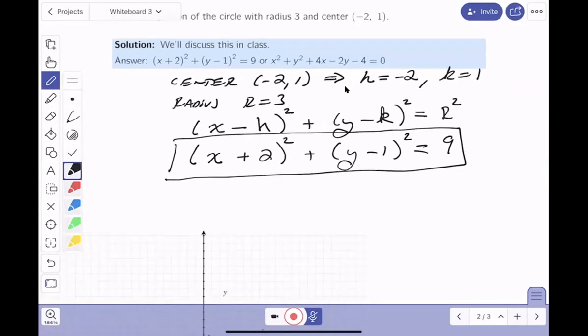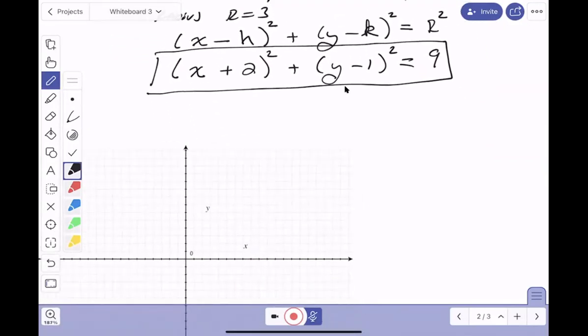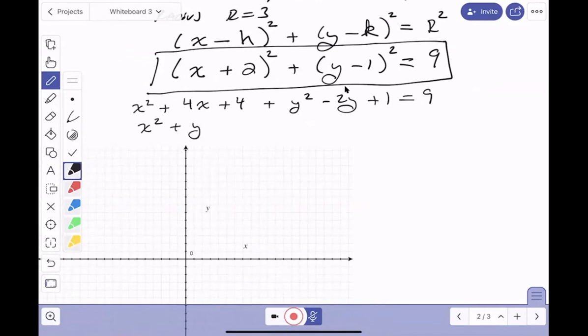However, I want to point out, you should have some practice in multiplying this out. Let's go through that. x squared plus 4x plus 4 plus y squared minus 2y plus 1 equals 9. I'm going to rearrange this. This will be x squared plus y squared plus 4x minus 2y.